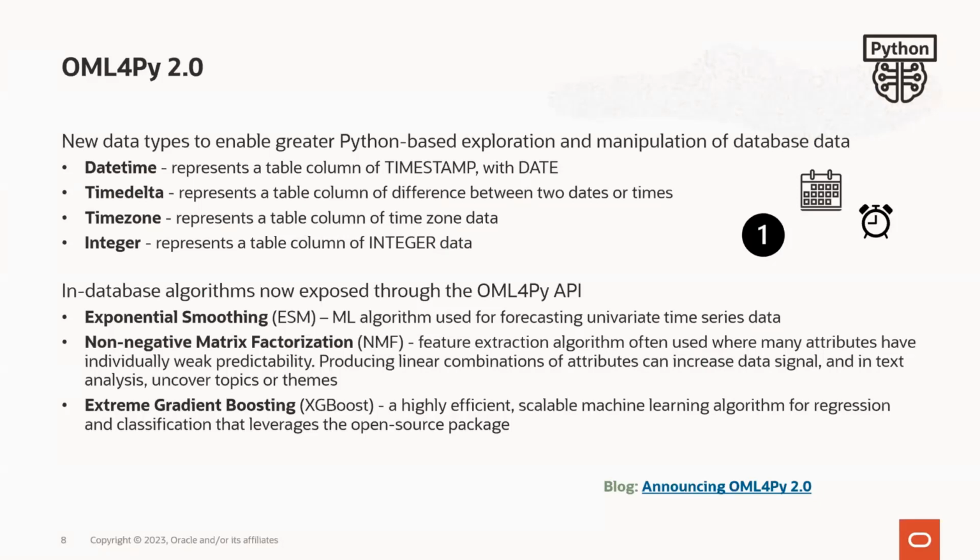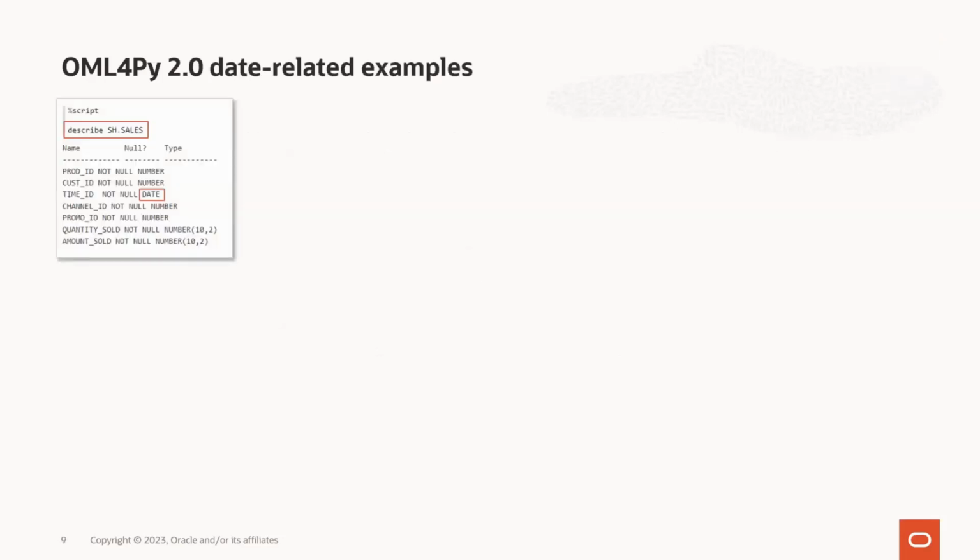You may recall that XGBoost is an in-database algorithm that's available since 21c. See our announcement blog for more details, but let's take a few code examples involving dates.